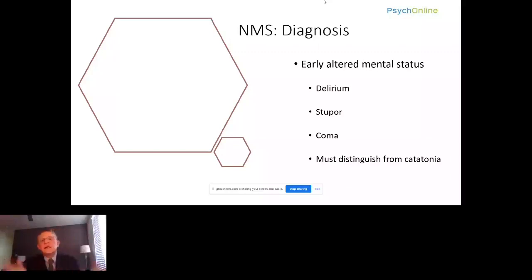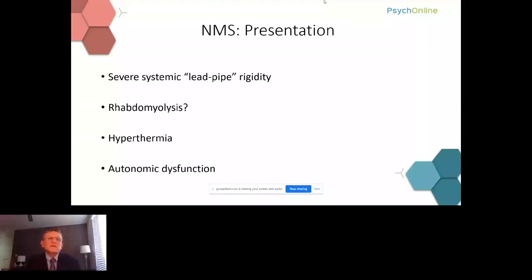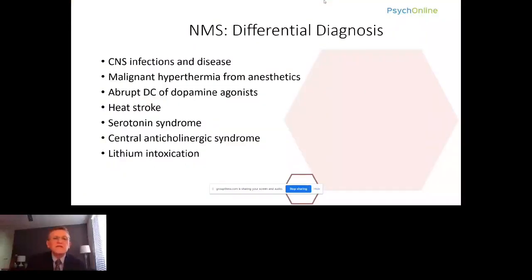How do you make the diagnosis? Well, again, early altered mental status, delirium, stupor, coma. And this is very difficult because you're generally giving major tranquilizers to patients who have psychosis. And they may present with catatonia, which early on looks a lot like NMS. So that's very difficult to make the diagnosis. The presentation usually includes severe systemic lead pipe rigidity. This can lead, of course, to rhabdomyolysis, which you can check for, hyperthermia, and again, autonomic dysfunction.